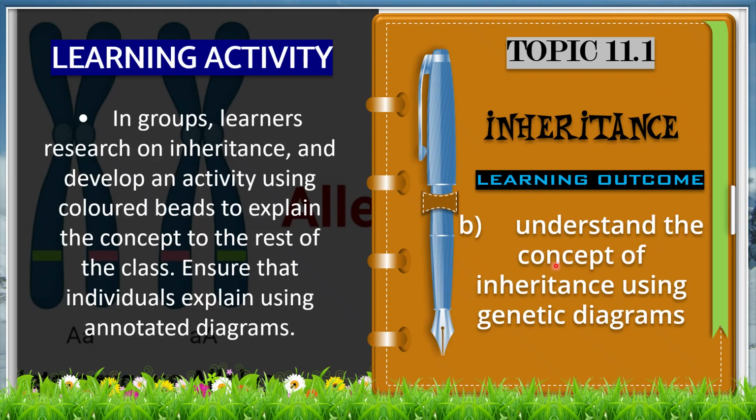Understand the concept of inheritance using genetic diagrams. We are going to look at the learning activity. In groups, learners research on inheritance and develop an activity using colored beans to explain the concept to the rest of the class. Ensure that individuals explain using annotated diagrams.